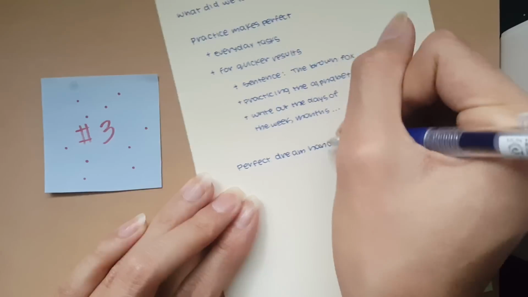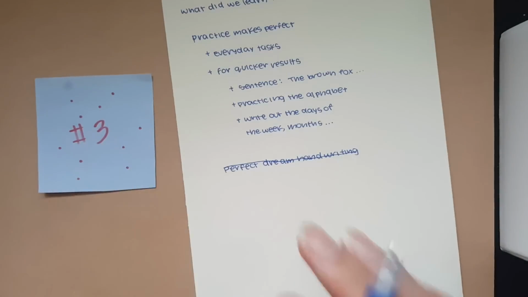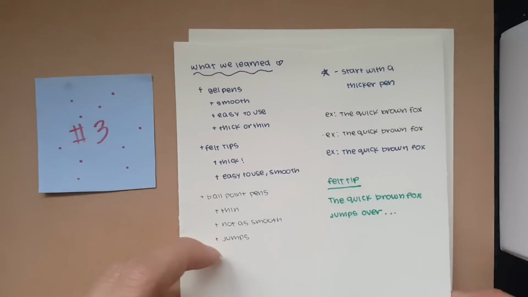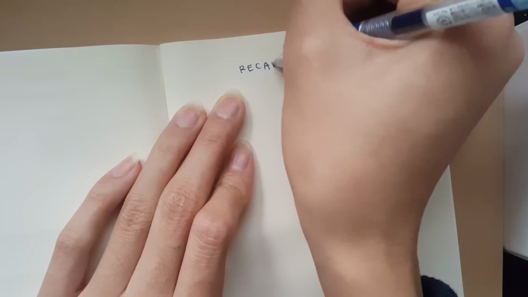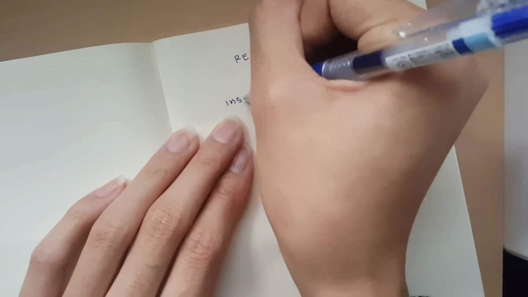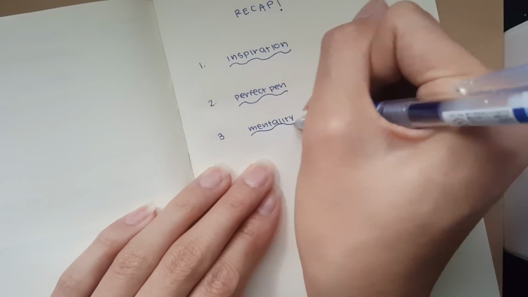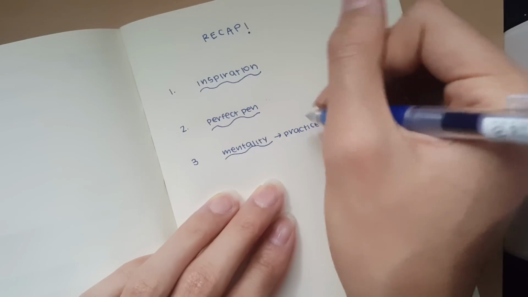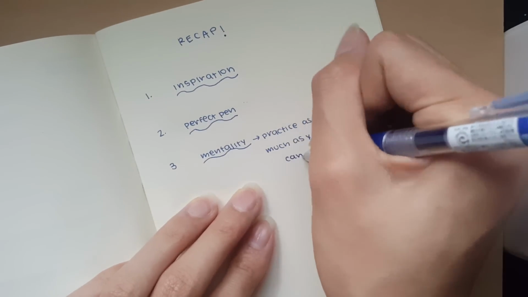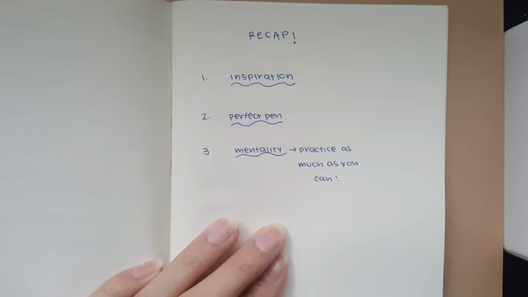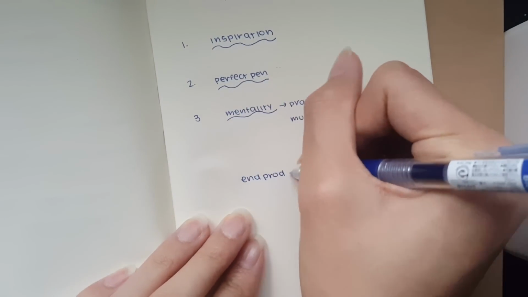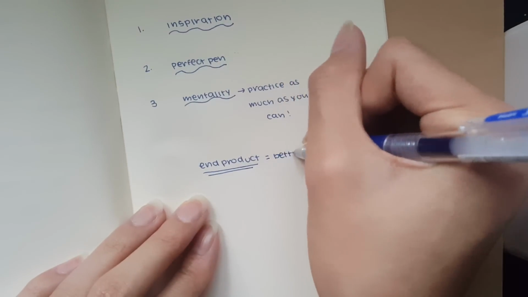So now that I've told you all my tips and tricks for improving your handwriting, let's recap. Inspiration is number one, find your inspiration. Number two is finding the perfect pen or pencil. And number three is the mentality. Practice as much as you can. I know it's kind of hard, but if you do the hard work, you'll definitely end up with better and improved handwriting.